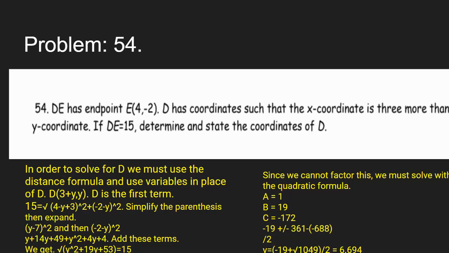6.694 or 25.694, which leaves us with the two answers that D is either (20.082, 6.694) or D (77.082, 25.694). And that concludes problem 54.